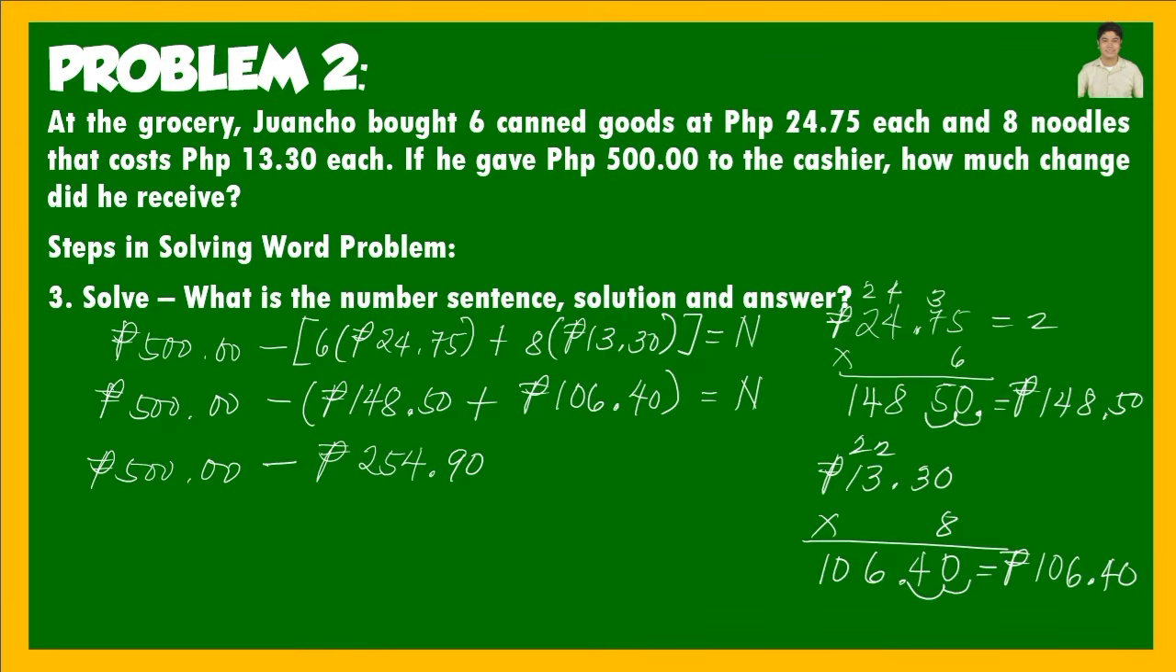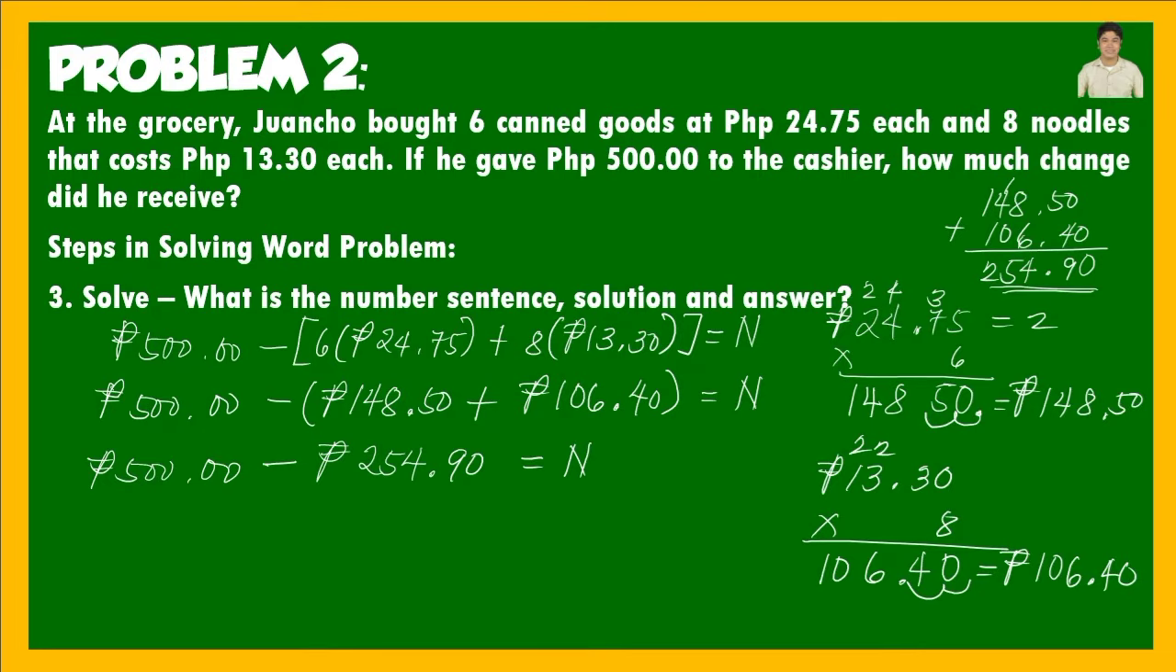So, pwede natin yon ipakita. So, paano ba? Saan ba banda? Dito na lang. So, dito sa itaas. 148 pesos and 50 centavos plus 106 pesos and 40 centavos. So, 0 plus 0, 0. 5 plus 4, 9. 8 plus 6, 14. Carry 1. So, 1 plus 4, 5. Plus 0, 5. And then 1 plus 1, 2. So, tama nga na 254 pesos and 90 centavos equals N.